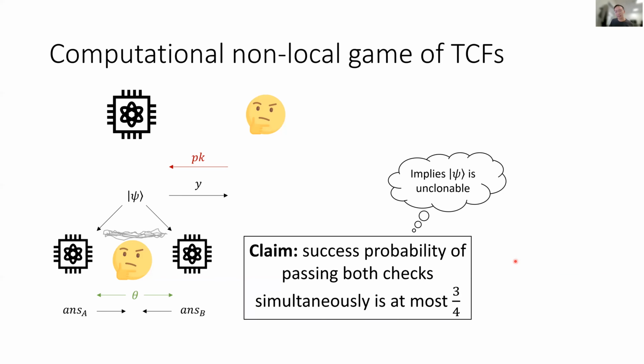You can think of it as some kind of computational unclonable property, because of course, if you can clone this state, then you can always simulate a proof of quantumness prover with basically no loss, and therefore you are able to successfully pass these checks with probability essentially 1. But the fact that this is significantly less than 1 shows that this state must be unclonable, even if the adversary could do whatever he wants, including not following the protocol.